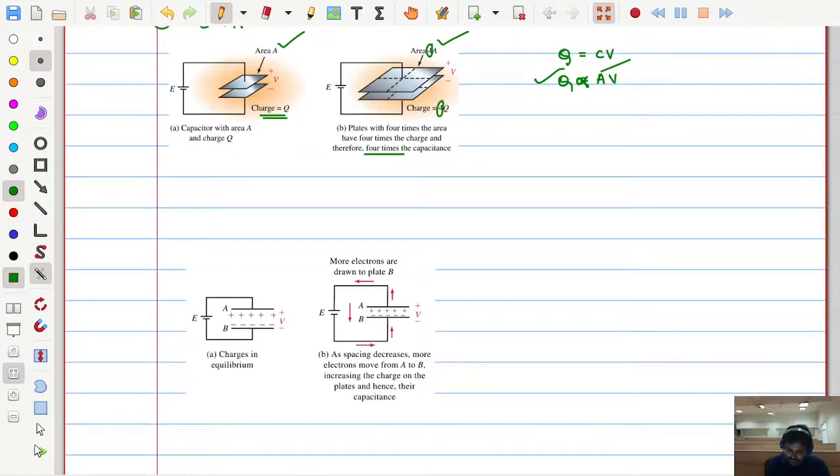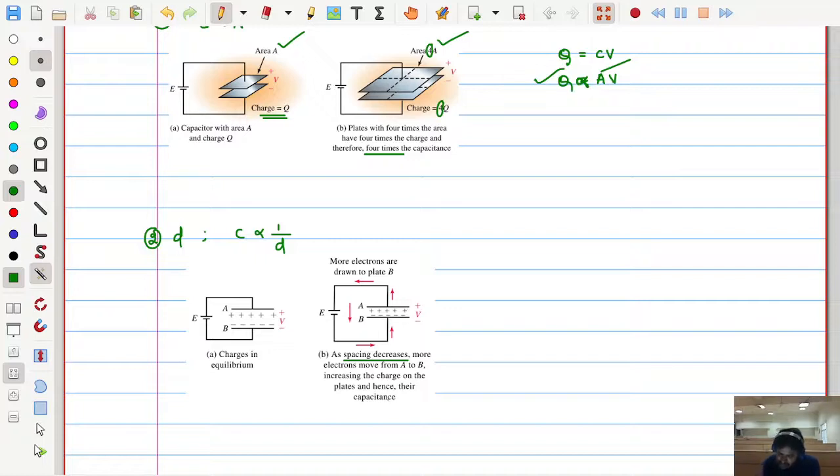Another is that, just see this, spacing between these two plates. So the second one is distance D. What we said, capacitance is inversely proportional to the distance. C is proportional to 1 by D. If spacing is decreased, just a general thing you can understand, the capacitor plates are coming closer to each other.